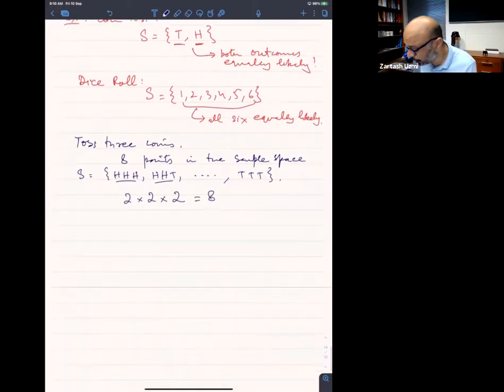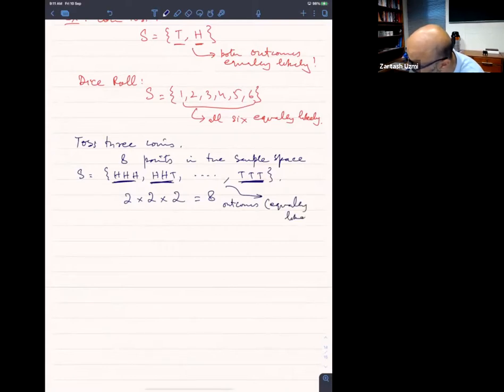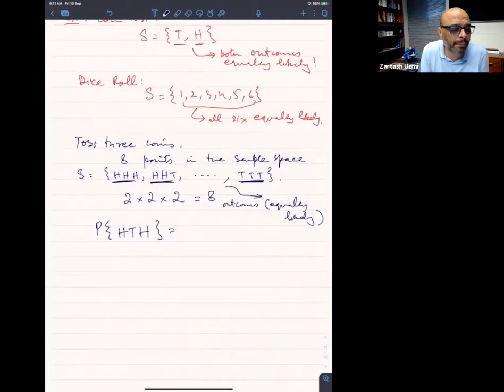So it's reasonable to say कि each of these outcomes is equally likely. 8 outcomes and equally likely. If they are equally likely, what is the probability of a specific outcome, HTH? What is the probability of that outcome happening? It's going to be 1/8. It's reasonable to say that.